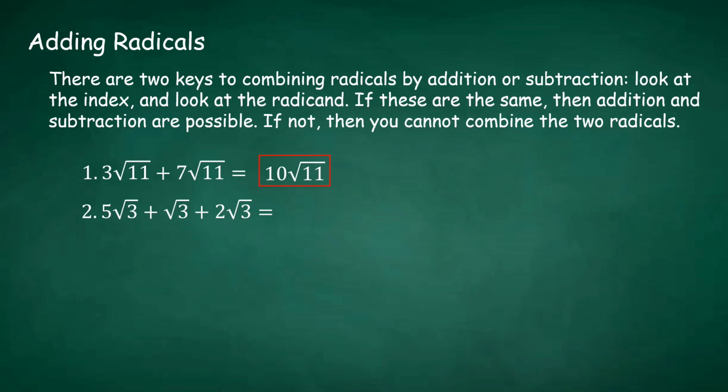Number 2 example. Since the 3 radicals have the same square root of 3, you can add the coefficients, 5 plus 1 plus 2 is equal to 8, and copy the square root of 3.